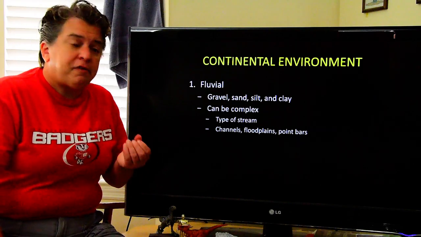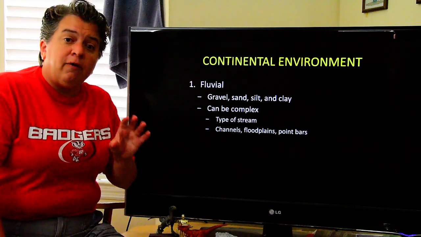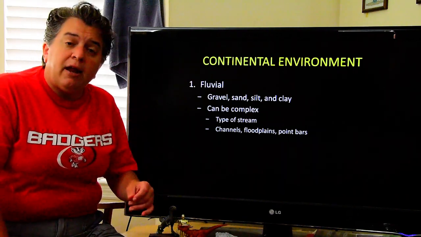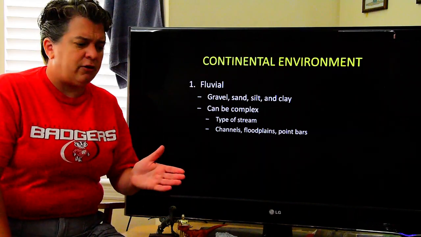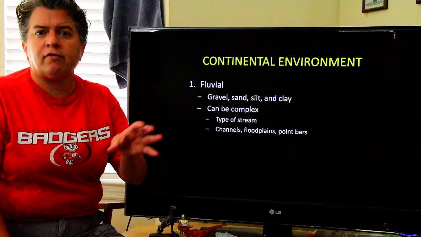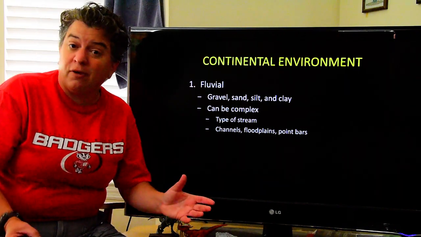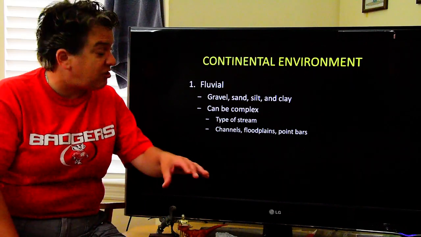Now, fluvial sediments can be very complex depending on the type of river you have. Remember, from physical geology, you had meandering streams, but you also had braided streams, then you have some types of streams that we didn't even talk about in physical geology.